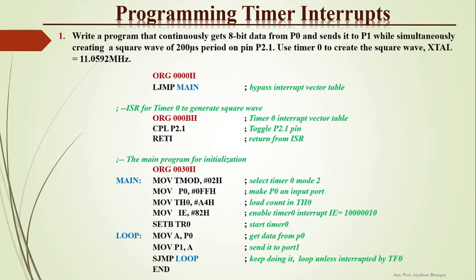So it will continuously do it. And again, when the timer rolls over, it will jump to that vector address. Again it will complement P2.1, and the square wave is generated while getting data from port 0 and sending it to port 1. So in this way, the microcontroller can serve the interrupt.